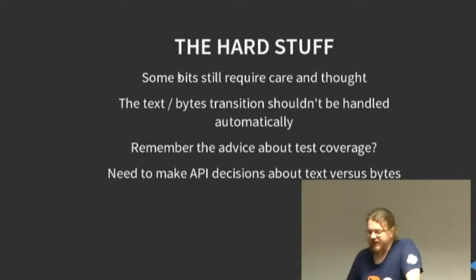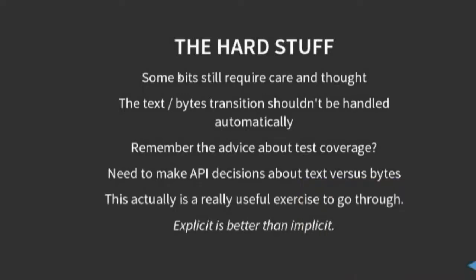You do need to make API choices about text versus bytes. You need to think about this. You need to make sure you're doing the right thing for what your code is trying to do. People complain about this tremendously because it is painful and tedious and requires thought. But it actually is a really useful exercise to go through. If you've done this on a large code base, your code ends up a lot better.